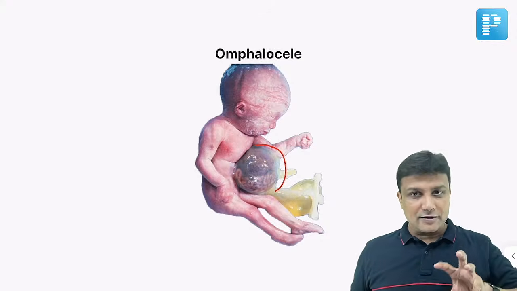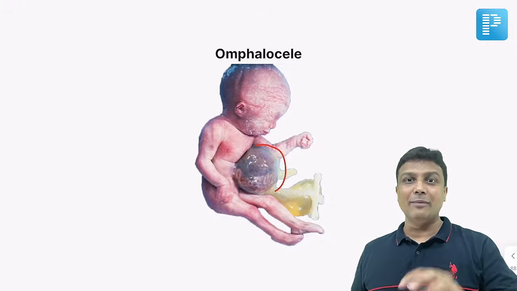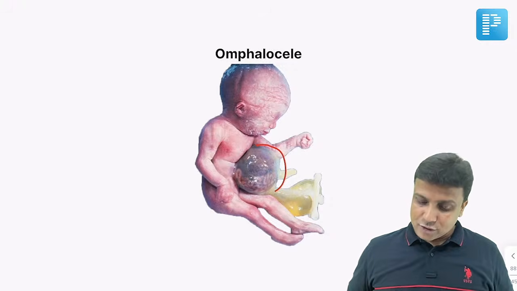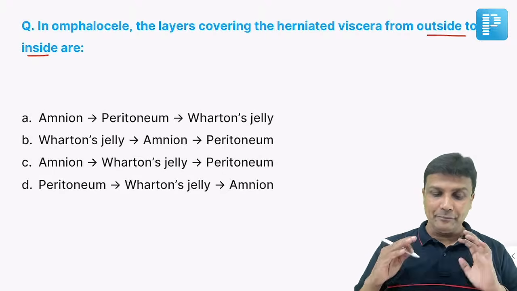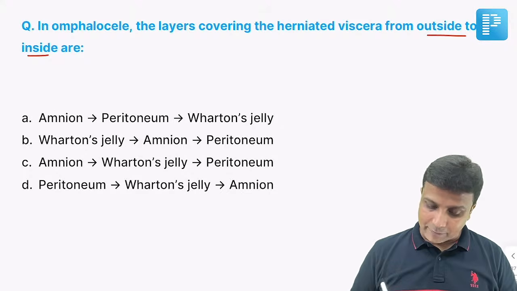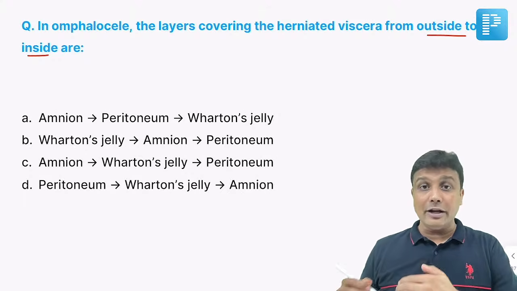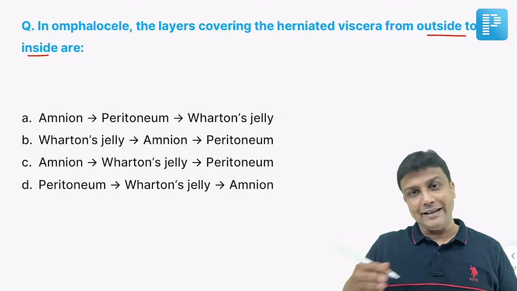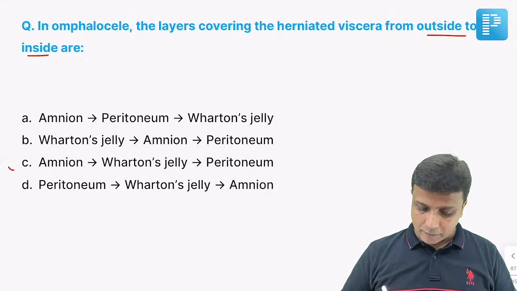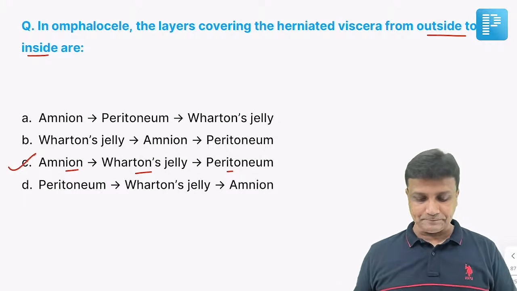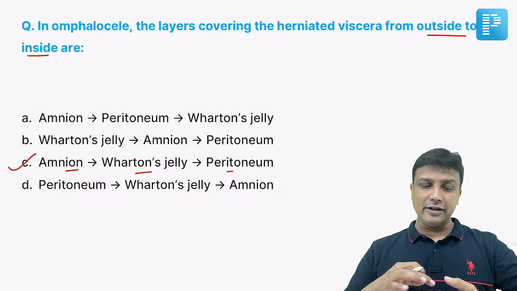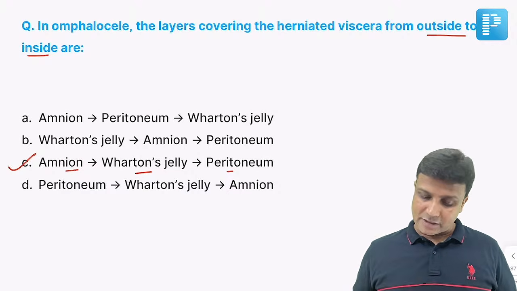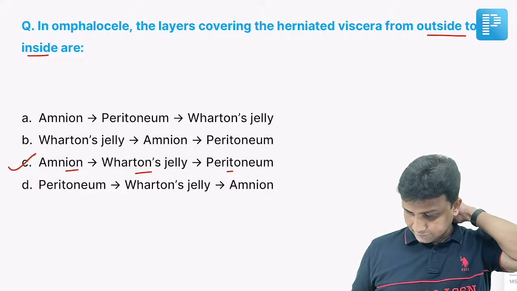Why? Because when the loops of the intestines come out, they are actually covered by the sac. So now they are asking what are all the layers present from outside to inside? Outside, first of all, you'll have amnion, and then there will be Wharton's jelly present over there, and then inside will be the peritoneum. Option C will be the right answer here, sir. First, outside there will be amnion, then the Wharton's jelly, and then the peritoneum present over there. Fine.